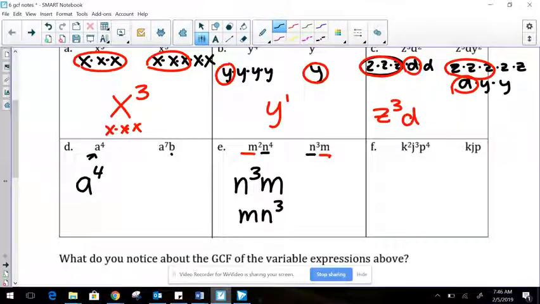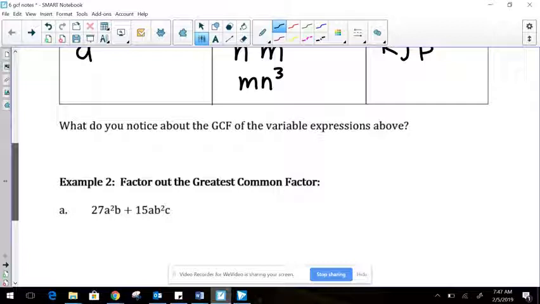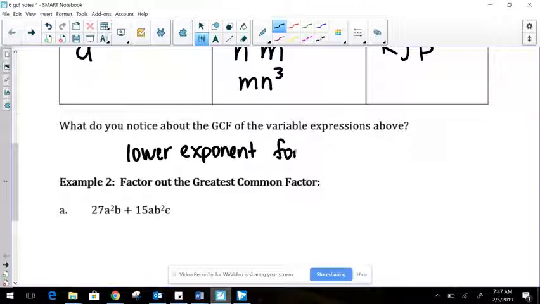Okay, then last one here, let's have our k's. So I have k squared and k. My lower exponent here is that invisible 1, so it's just a k. My j's, I have j cubed and just a j. And I have p to the 4th and just p. So my GCF is just 1k, 1j, 1p. All right, so it says, what do you notice about the GCF? We kind of talked about this a minute ago. We're saying the GCF is the letter with the lower exponent, so say for each variable.